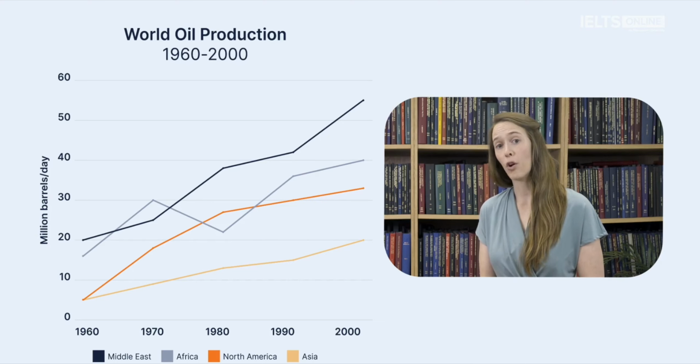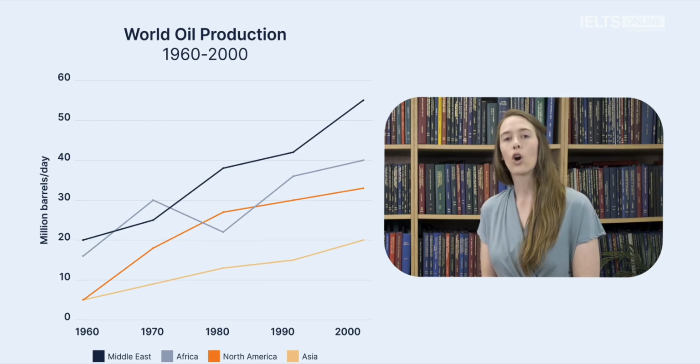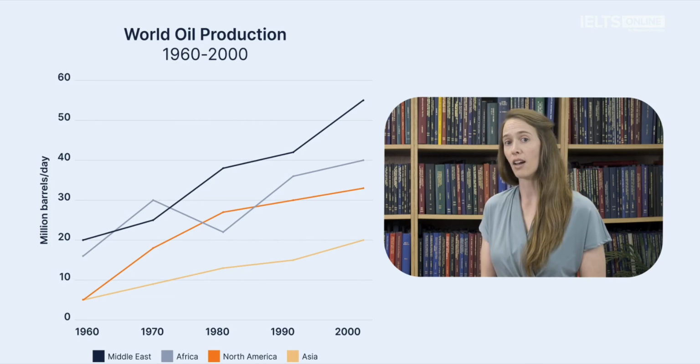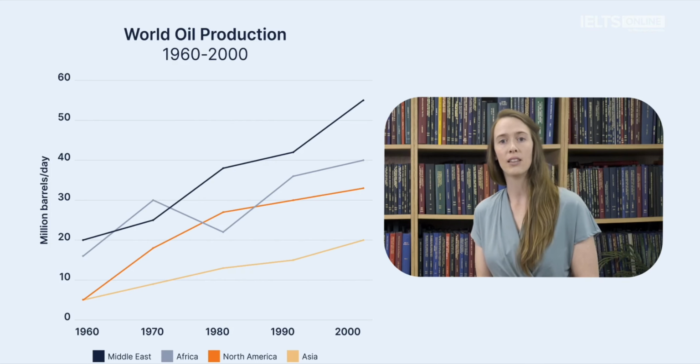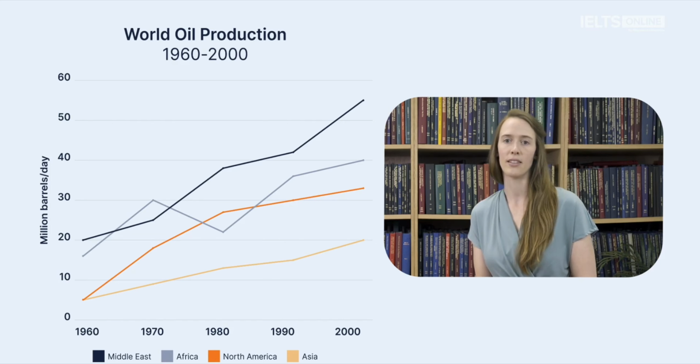One common type of graph in IELTS is a line graph. It is commonly used to show information that changes over time. The points in time are connected by lines. You can easily see trends and patterns on line graphs.